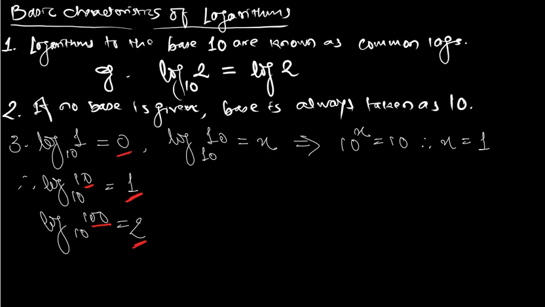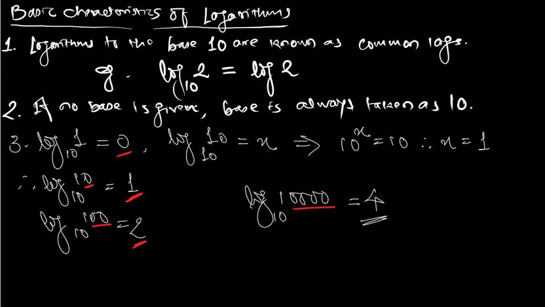Can you tell me what is log of 10,000 to the base 10? Log of 10,000 to the base 10 will be, how many zeros do you see here? 4 zeros, right? So your answer will be 4, right? Log of 10,000 to the base 10 is 4. But these all formula are applicable only to the base 10.